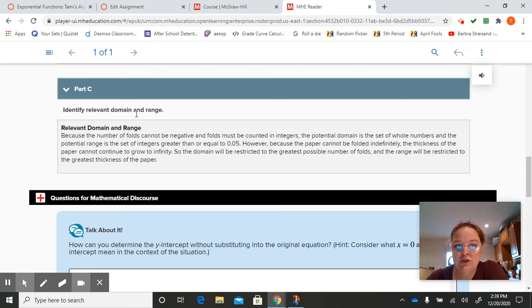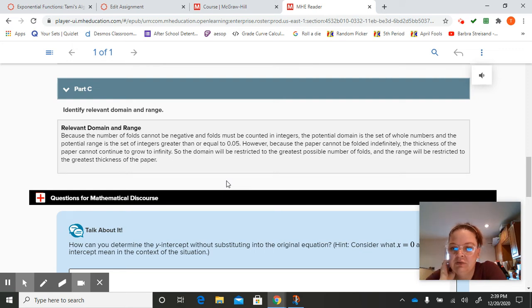The relevant domain and range, we're not really going to want to look at the negative stuff, so we're only going to be looking at the positive numbers because the number of folds cannot be negative, right? You're not going to do a negative number of folds. I folded this paper negative 17 times. No, that's not going to happen. So we're only going to be looking at the set of whole numbers that are positive, right? We're also not going to fold it like half a time.